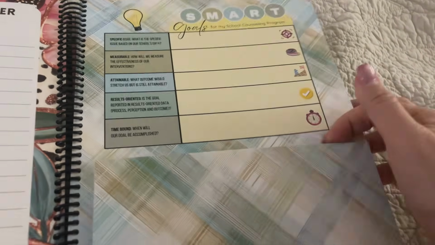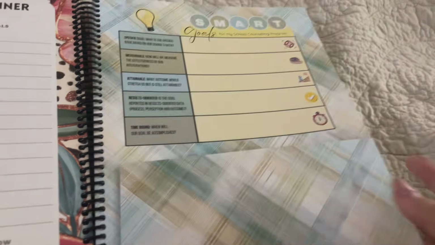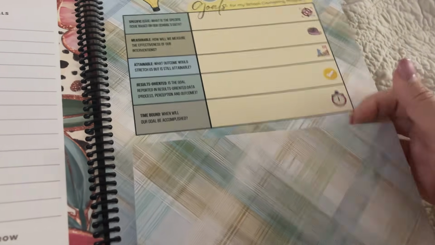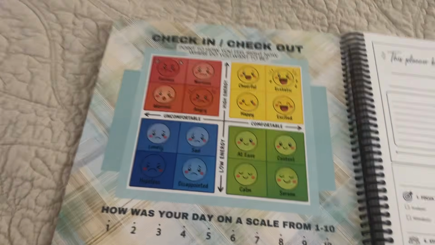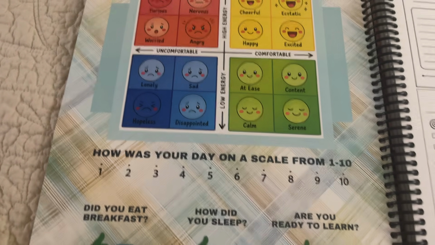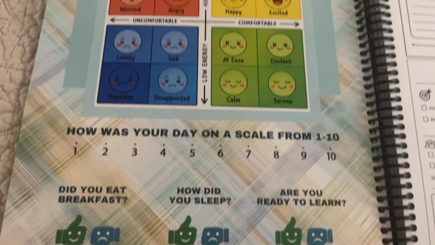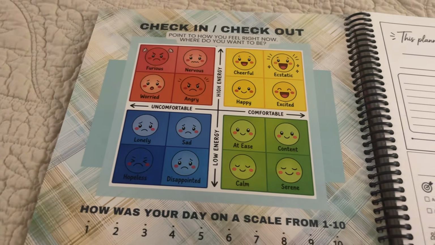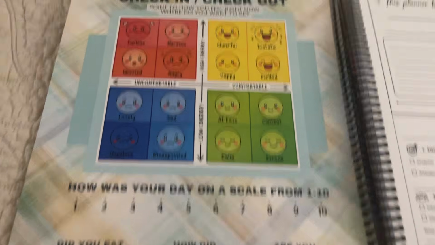9 by 11, so it fits wider so that you can get actual pages in there. And then it also protects the tabs with the cover, a little extra protection. You have a check-in, check-out page at the very beginning that you can use with students. They can either use dry erase markers or they can just point to their answers for you.